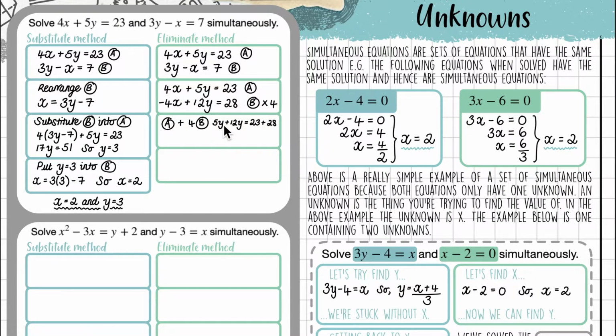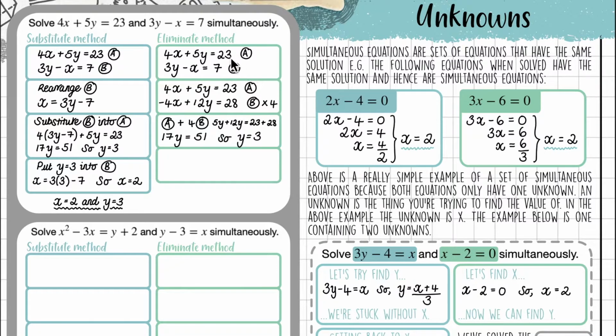5y plus 12y is equal to 23 plus 28. Now this equation just includes one unknown, so we can go ahead and solve it. And we get y is equal to 3. Now we know what y is, we can go ahead and take that and plug it back into one of our original equations to find x.